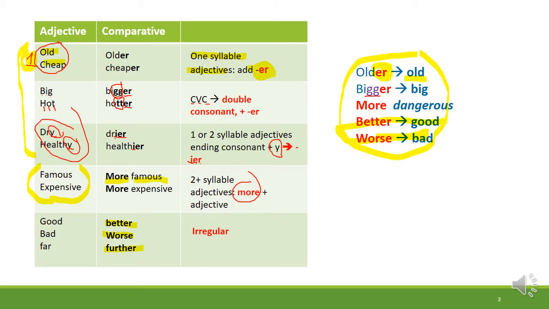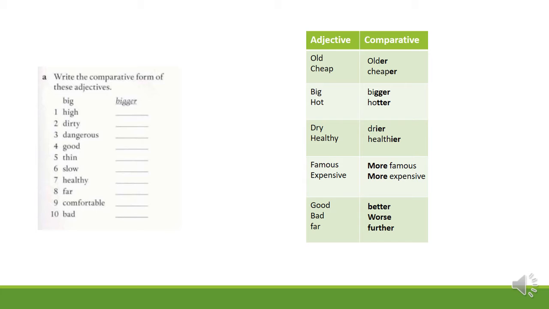Okay, now it's time to practice. So remember the most important thing. One syllable, short adjectives, long adjectives, irregular ones. Okay? So try to remember this. It's a good idea to copy everything in your copybook or file. Here we have the first exercise. If you don't remember, please take a look at the chart. We have to write the comparative form of these adjectives.